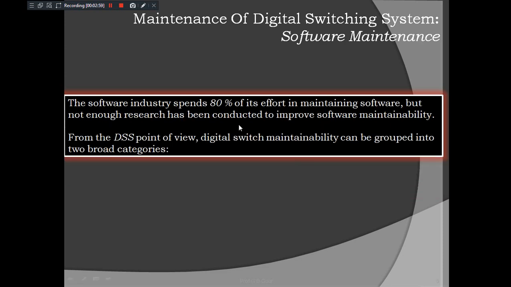One good example is that software industries spend 80% of their profit in maintenance only. Just imagine how important it is. You may believe that much of the profit is used for some other purpose, but you can see that 80% of the effort or profit is used for maintaining the software itself. From this we can conclude that from the DSS point of view, as it is a real-time system, maintenance becomes hugely important.